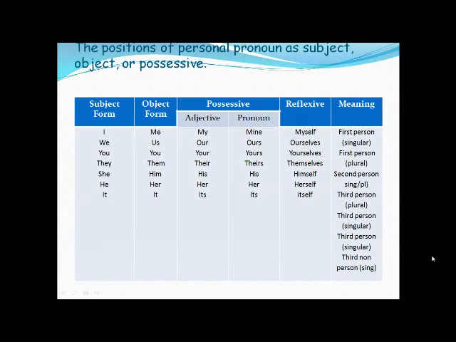And for reflexive, there are myself, ourselves, yourself, themselves, himself, herself, and itself. And the meaning is first person for singular and first person plural, and second person singular and plural, and the third person also plural and singular, and also the third person non-person for singular.